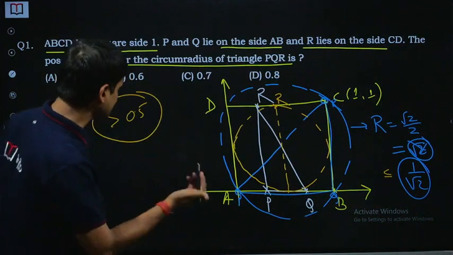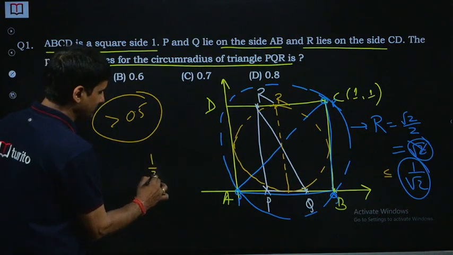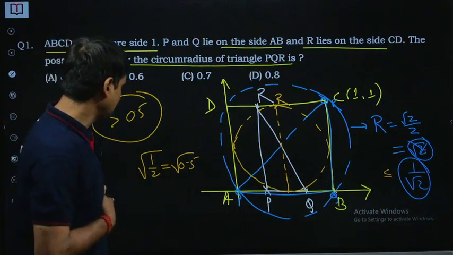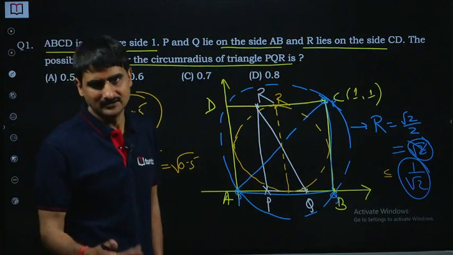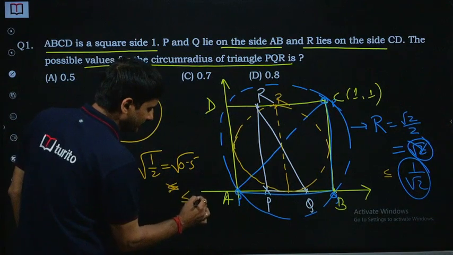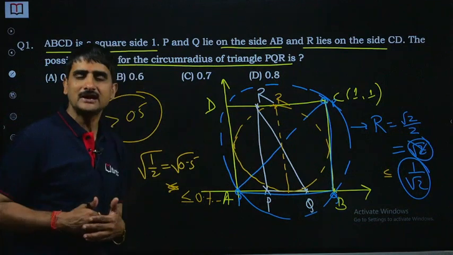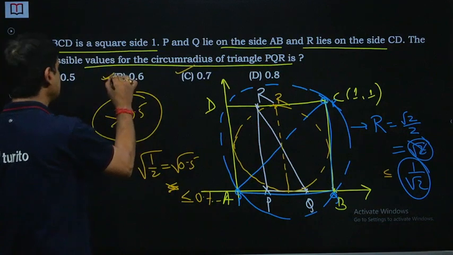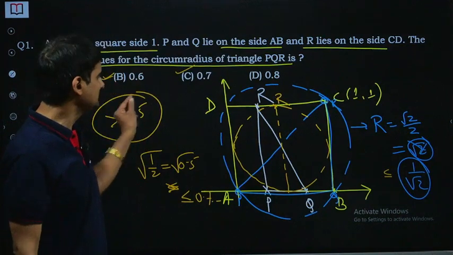Now 1 by root 2, if I square it, is 1 by 2, which is 0.5, and the square root of 0.5 is about 0.7. So the circumradius is less than or equal to 0.7. It can be 0.7, it can be 0.6. It can't be 0.5 according to me. So for me the answer is the B part and the C part.